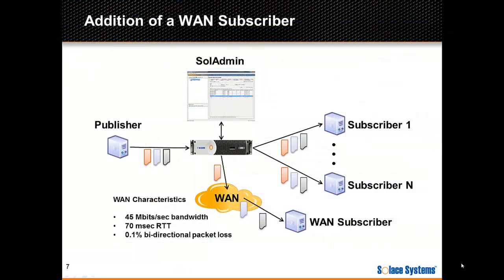Now that we've been introduced to SolAdmin's ability to monitor clients in detail, let's add a WAN subscriber and observe the difference. This subscriber will connect over a 45 megabits per second simulated WAN link with a round trip time of 70 milliseconds and a loss of 0.1%. This is somewhat typical of a trans-North American WAN link.